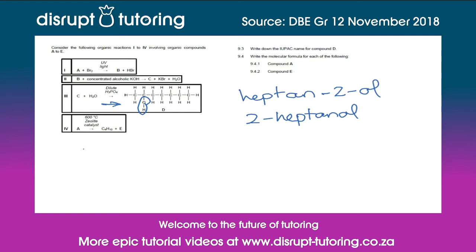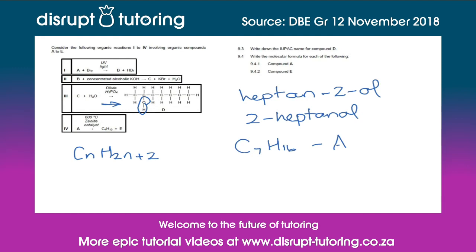And we know the general formula for the alkanes, which is CnH2n+2. So we can find the molecular formula for the alkane with 7 carbons, and that is C7H16. So that is the molecular formula for substance A.